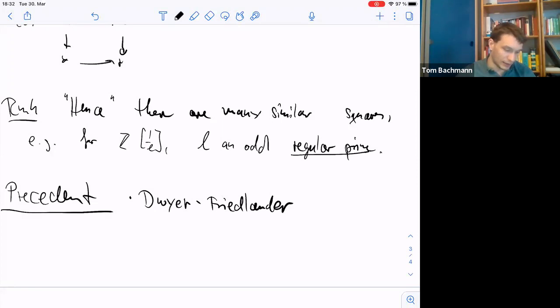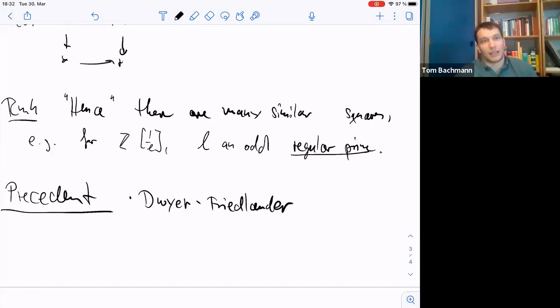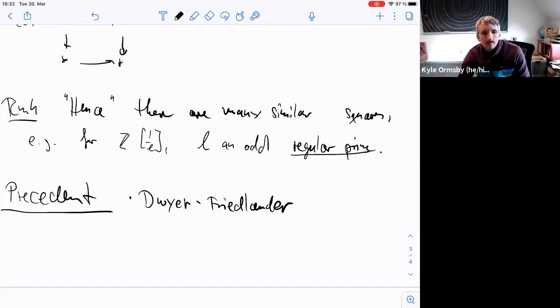Is it congruent to 3 mod 4? Just for the Grothendieck-Witt to work out to be isomorphic. Well, I will trust you. It's probably right, but it's something like that.